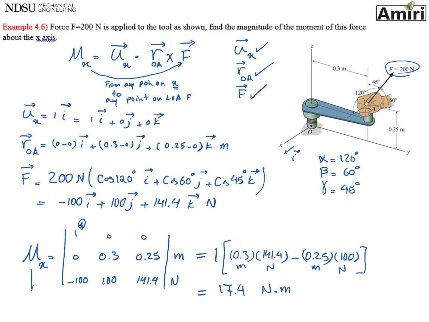This should be a scalar, and I got a number without any ijk in it. So it checks out and I should be good to go. Okay.